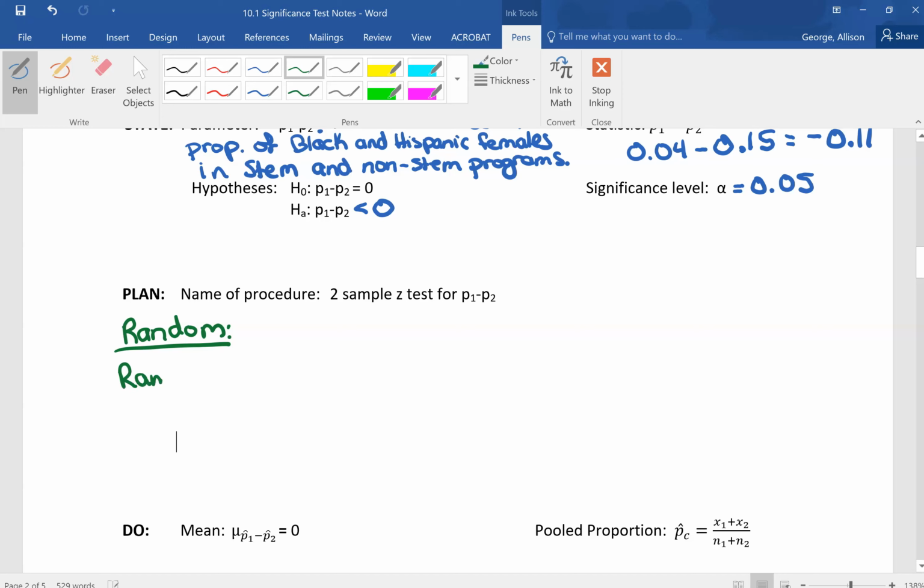Alright, for 10%. So they're saying that for this to work, 300 would have to be less than 10% of all STEM students, and then 500 would have to be less than 10% of all non-STEM students.